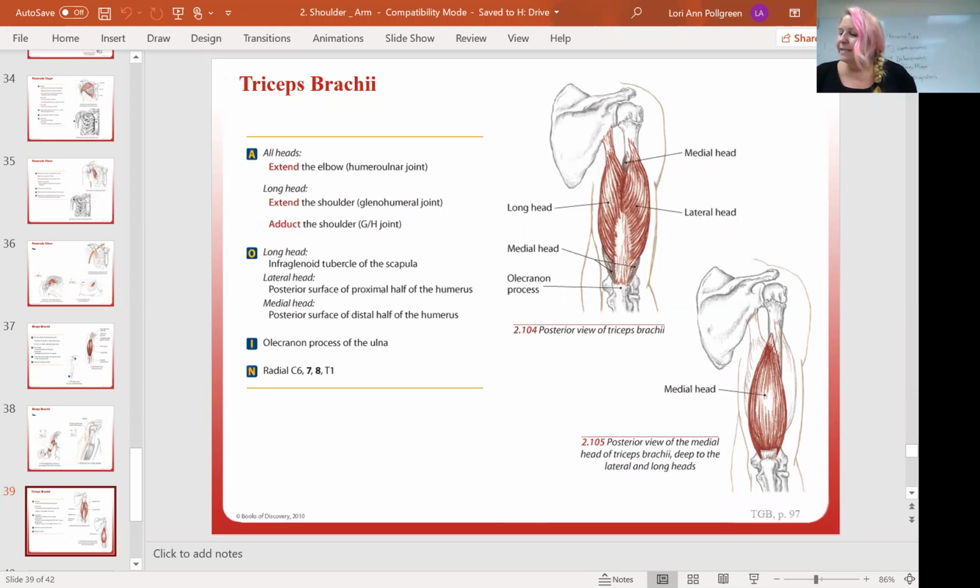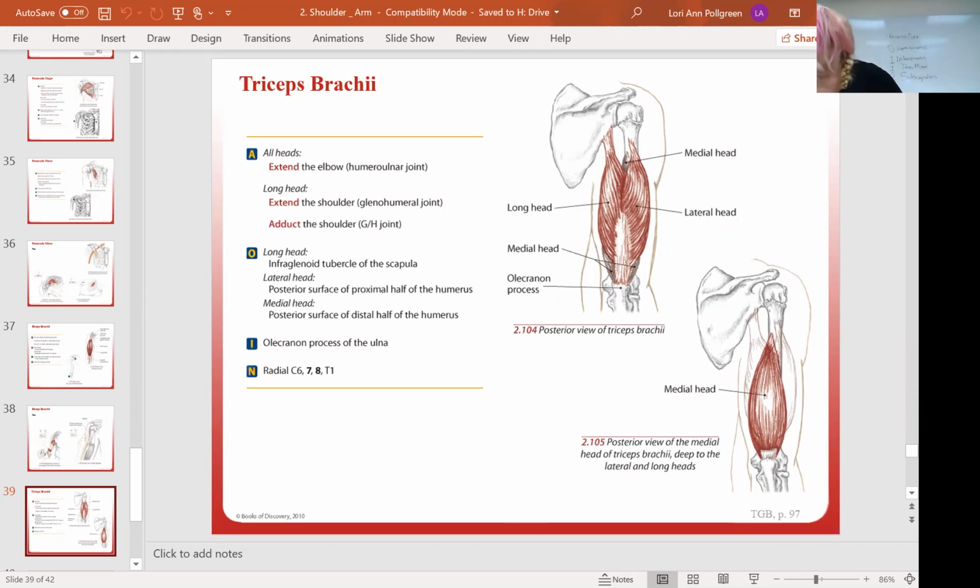Highlight the triceps has 3 heads. That's why we have the word tri. We have long, lateral, and medial. And you can see from the picture, the lateral, think of anatomic position again, palms facing forward, thumbs on the outside edge. We have the lateral head, we have the long head, and then we have the medial head, which kind of comes down to that olecranon process. I want you to highlight all heads extend the elbow because it crosses that elbow joint.